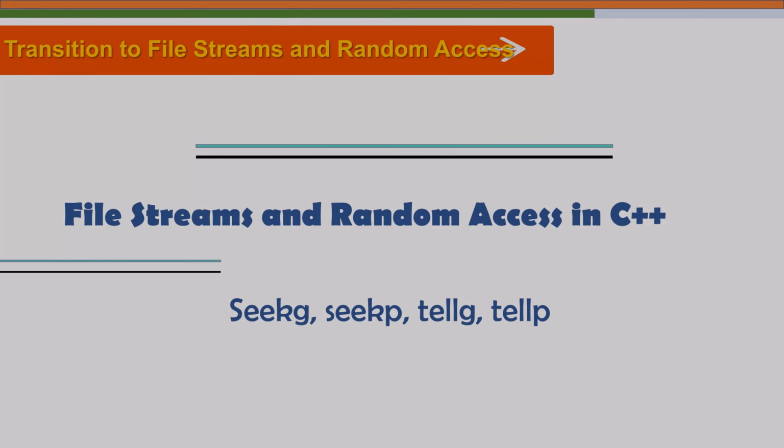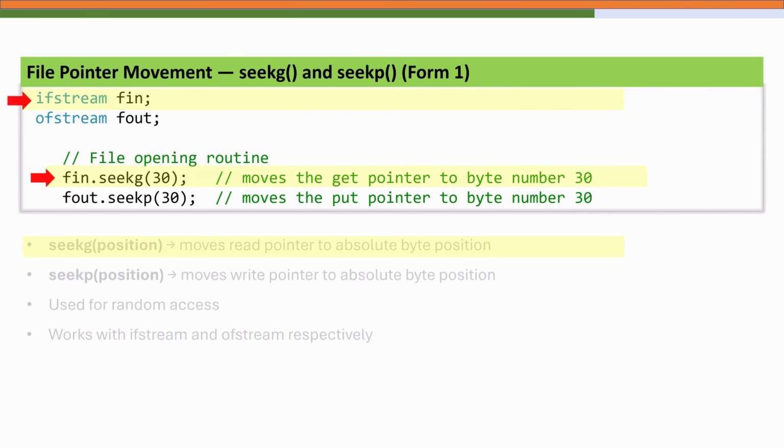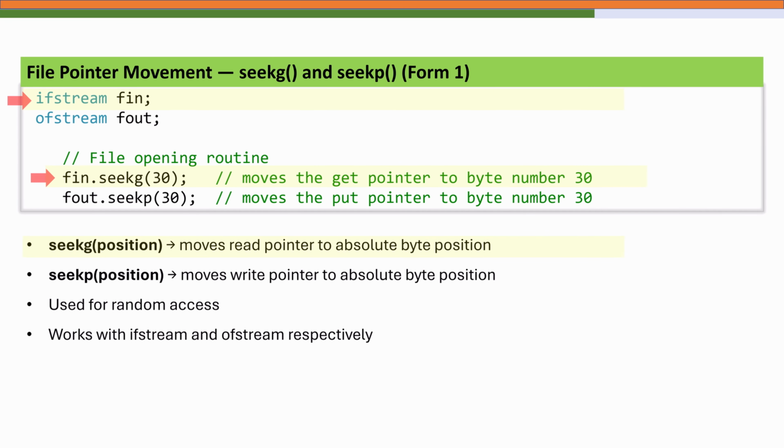Let's now understand one of the most important tools that make random file access possible, that is the seekg and seekp functions. These two functions are used to move the internal file pointers that control where the next read or write operation will take place.